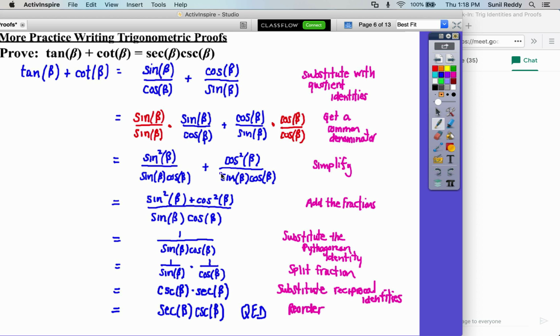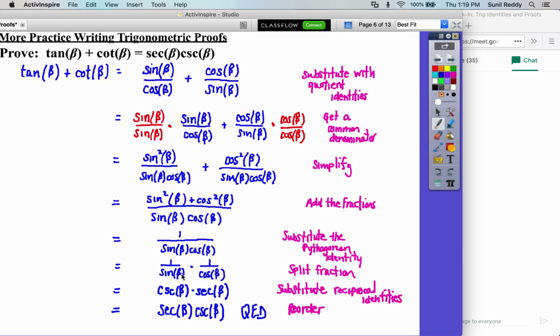Now that I have the common denominator of sine beta cosine beta, I added the two fractions together, which means adding the numerators and keeping the denominator the same. In the numerator here, sine squared plus cosine squared is the primary Pythagorean identity, which means I can replace that with just the single one. Then once I had 1 over sine beta cosine beta, I separated that out into two fractions because in the thing I'm trying to prove, I need two separate terms multiplied together. So when I have this single fraction, I realized let me split it up now into two fractions multiplied.